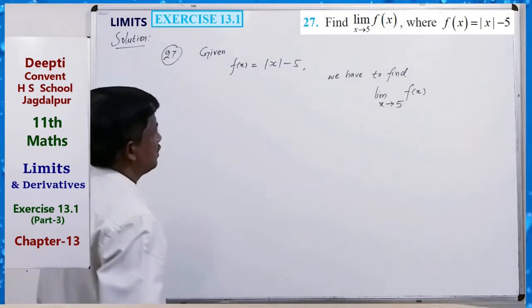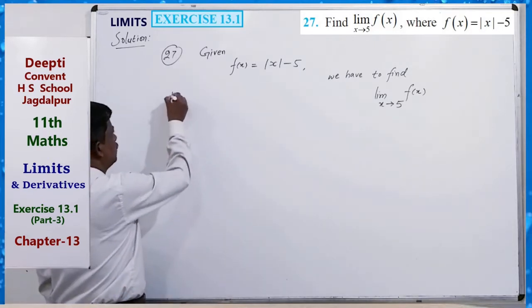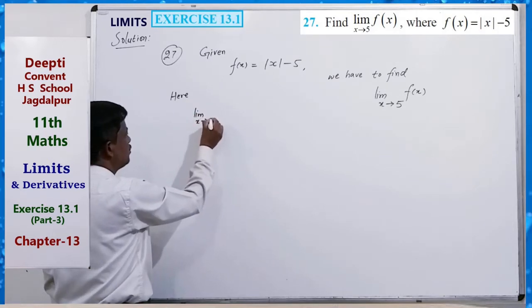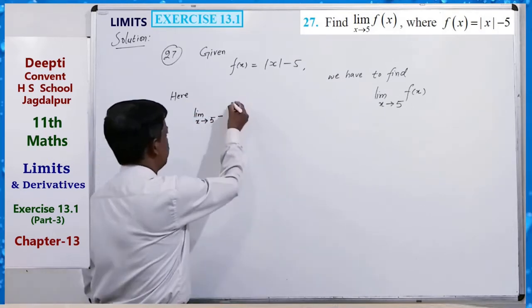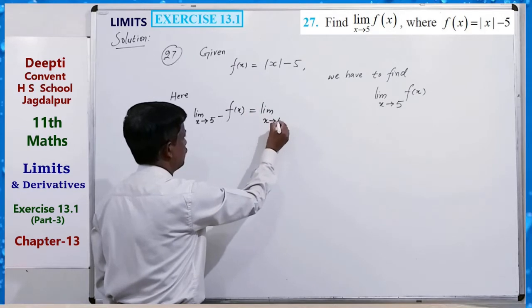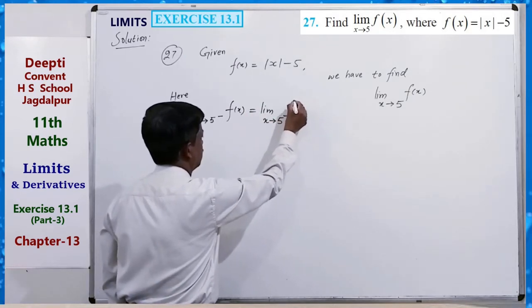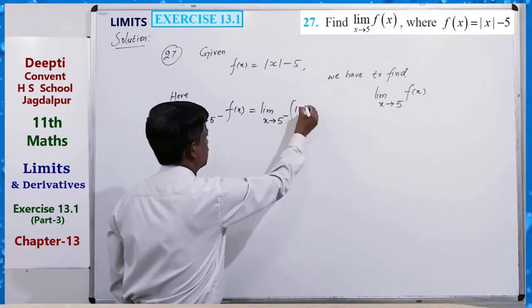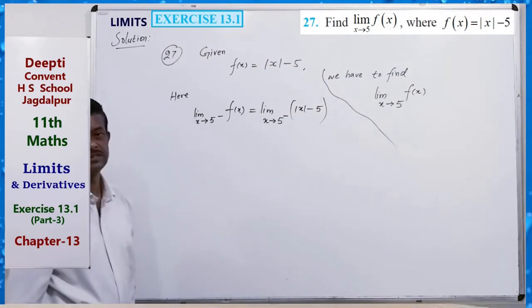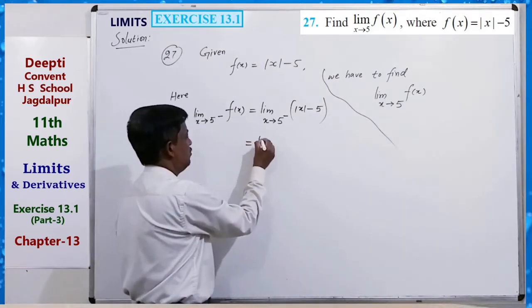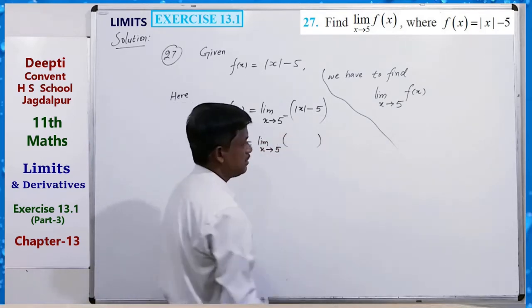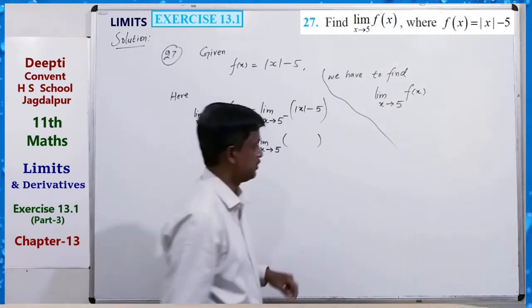for breaking the modulus here, with x tending to 5, we can find the limit x tending to 5 from the negative side of f(x), the left hand limit, limit x tending to 5 negative side of mod x minus 5. Just use the value of the function. Now limit x tending to 5, here, breaking of modulus.